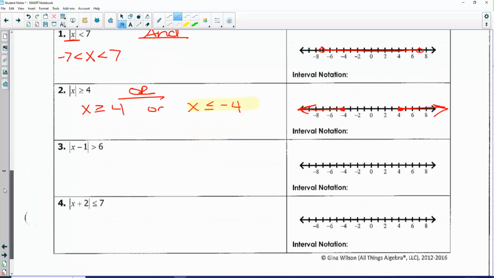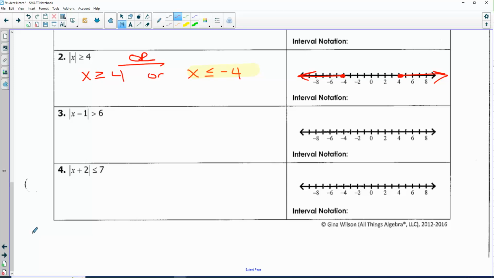All right, number 3. When I look at this one, is the absolute value on the side by itself? No. I do have other stuff in the absolute value, but do I have anything outside my absolute value? No, so it does count as being by itself. We're going to have a little more work here, but I can go ahead and separate it. Is this an and or an or? Or, because it's greater than.